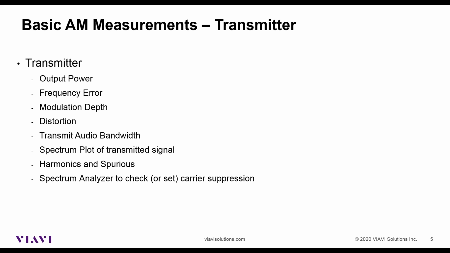Another use of the spectrometers might be if you want to, for example, set or verify the carrier suppression. So this could be where you have a suppressed carrier, for example, in the modulation scheme.